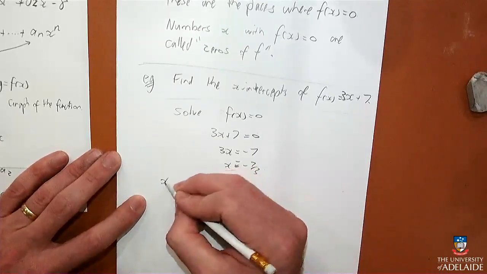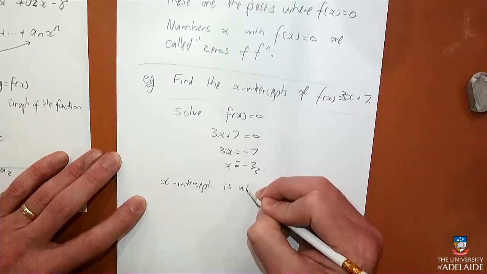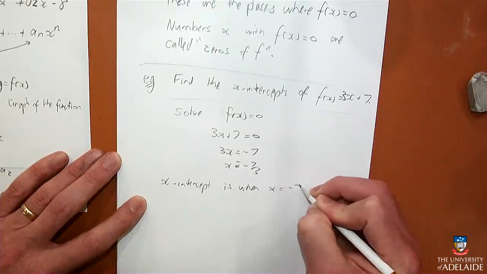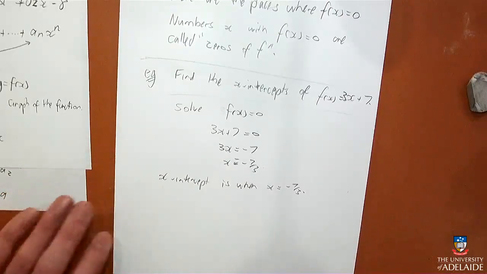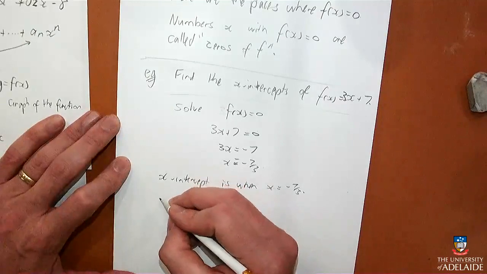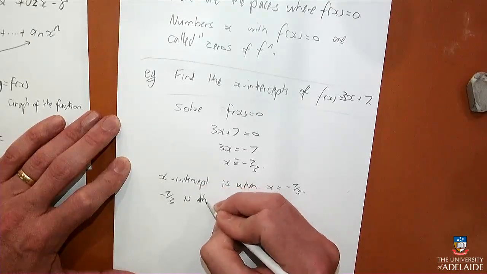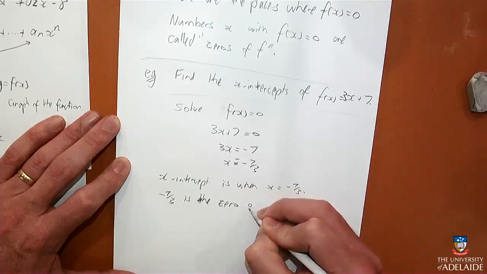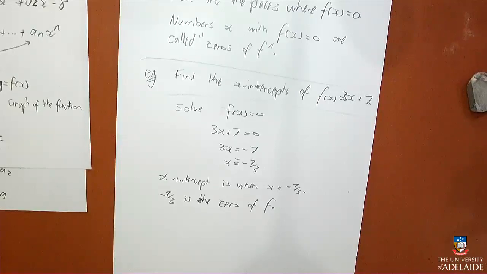So you can say the x-intercept is when x equals minus 7 over 3. But you could also say, while you're at it, that minus 7 over 3 is the 0 of f. This one only had one 0. One place where the function was 0, it only had one x-intercept, one place where the function crosses the x-axis.